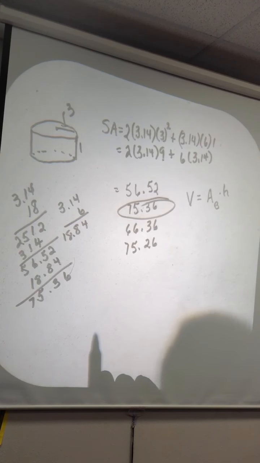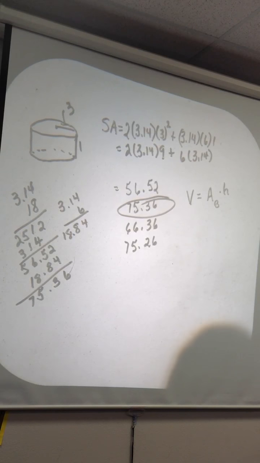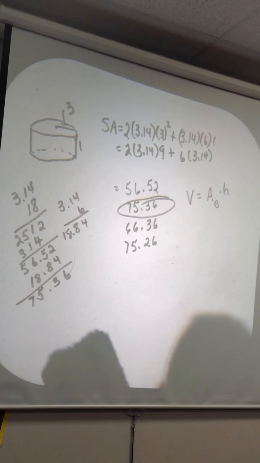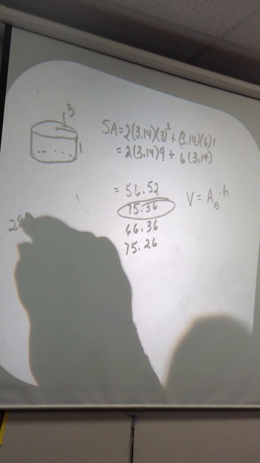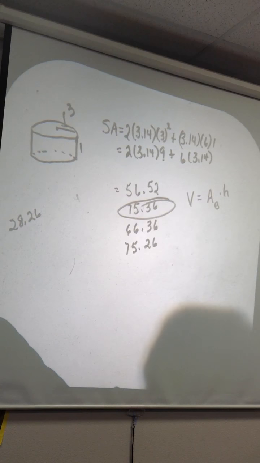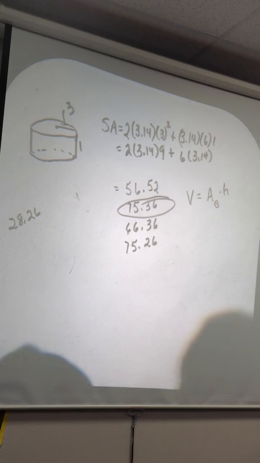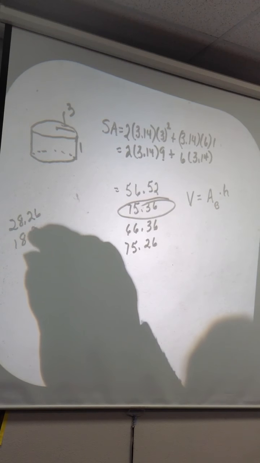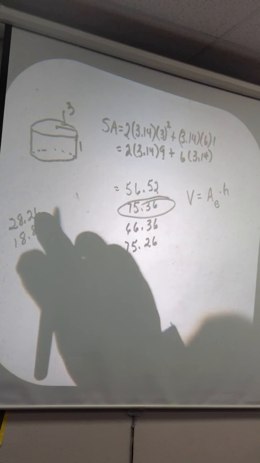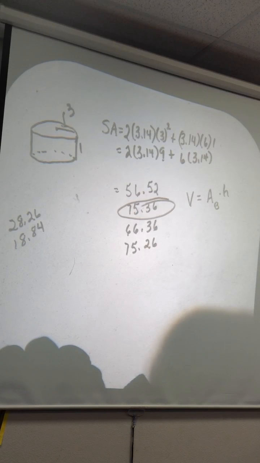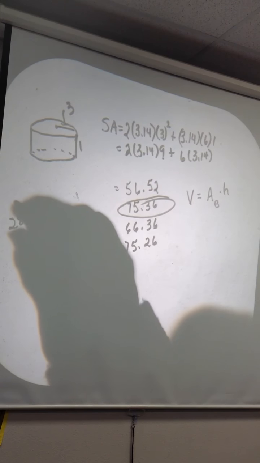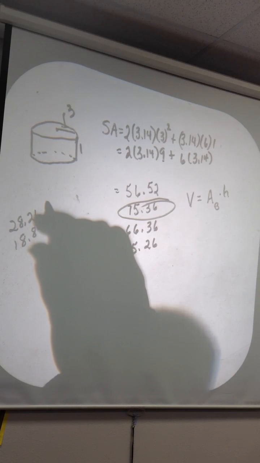Alright. Joycelyn? Are we taking answers? Sure, I'll take your answer. What do you got? 28.26. 28.26, okay. What did you get, Alice? Okay. How about you? 18.84, okay. All right. How about you, Thomas? Yeah, we would have units of some kind on the end there.